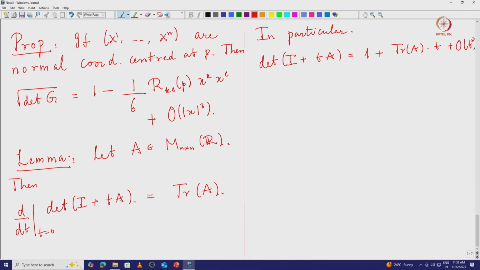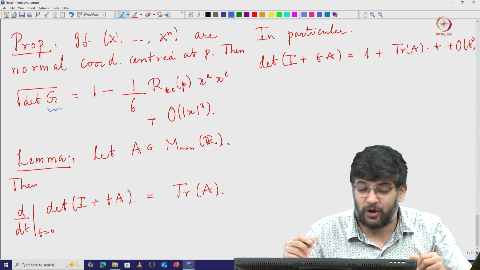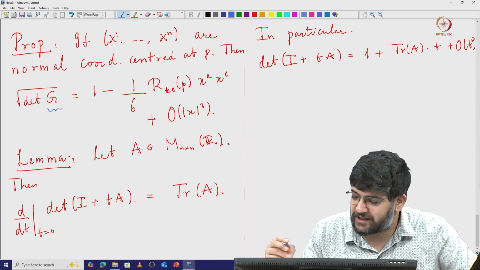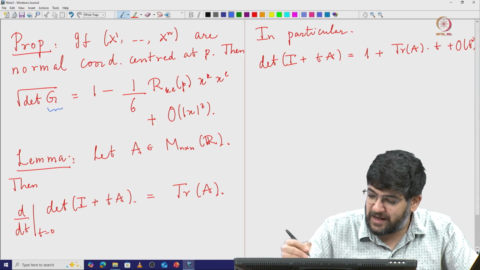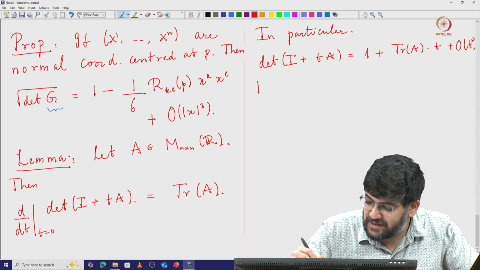Okay. So why is this useful? Because your G in normal coordinates is a perturbation of the identity matrix. That is exactly the Taylor expansion for the components g_ij. So in order to compute the determinant of G, that is essentially the determinant of a small perturbation of the identity matrix. That is why this lemma is useful. So let us prove this lemma quickly.